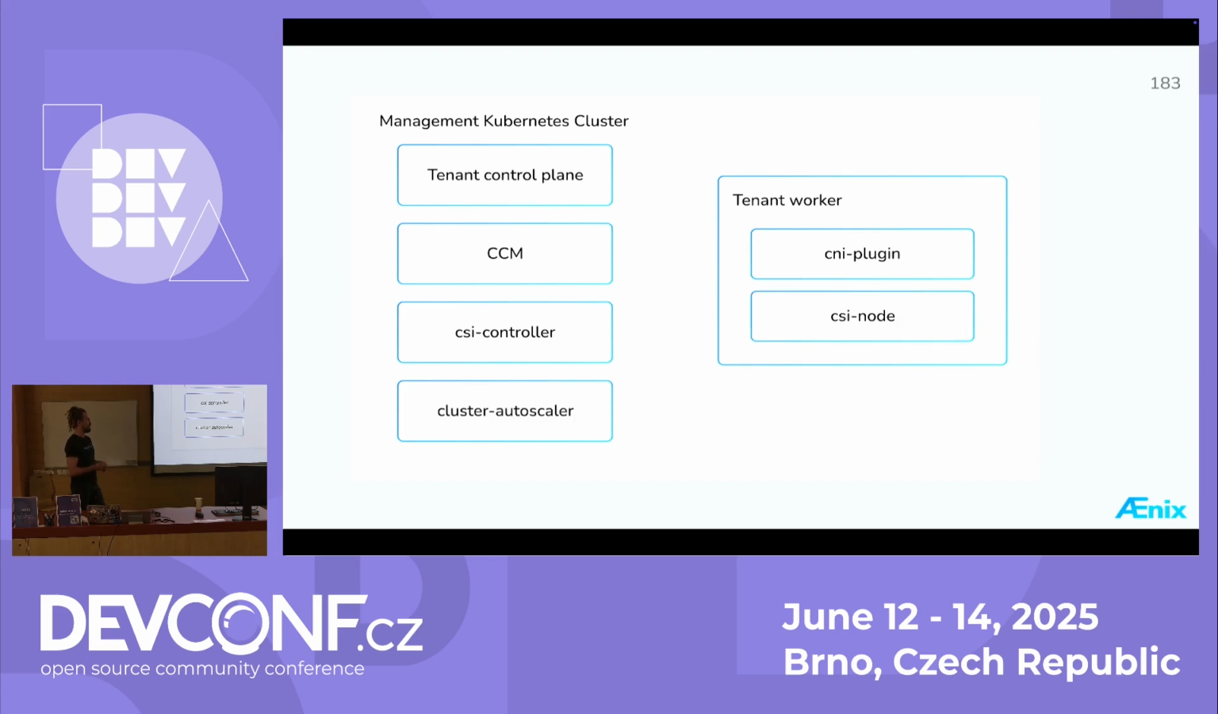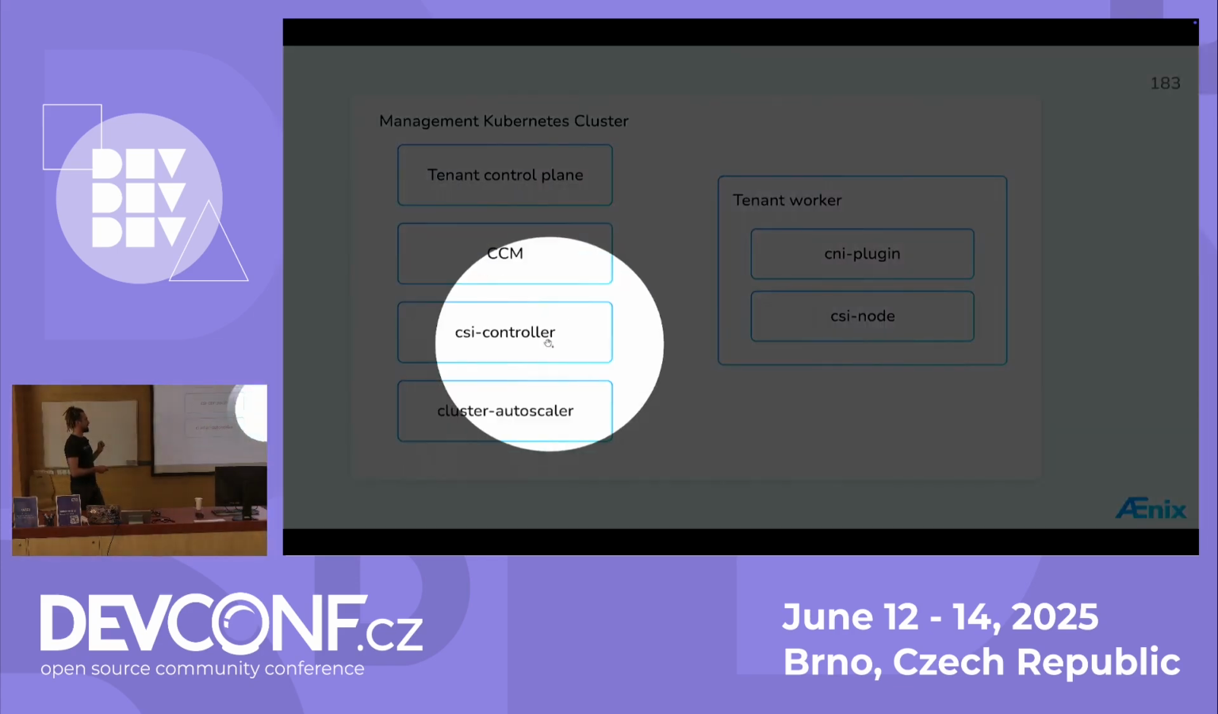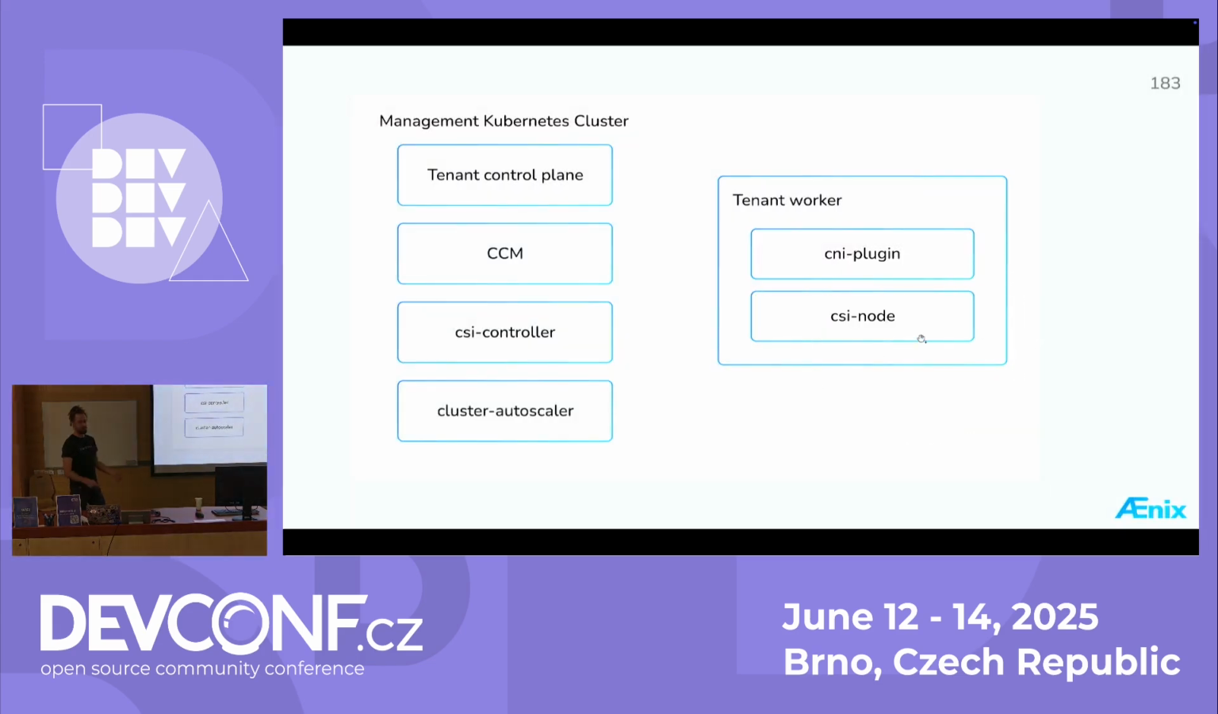You can notice that the CSI controller and CSI node are running in separate clusters. That is done for a reason: we don't want the user from the tenant cluster to somehow access the API of the management Kubernetes cluster.